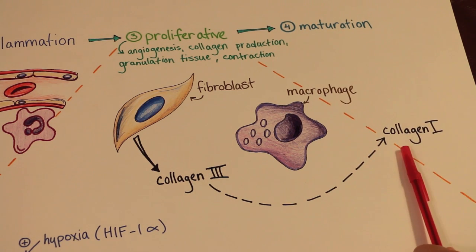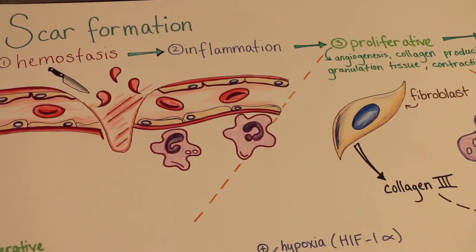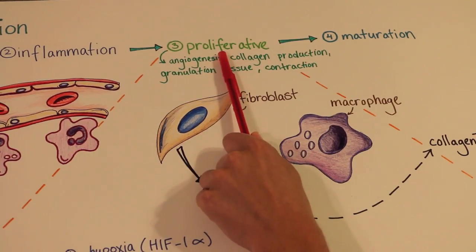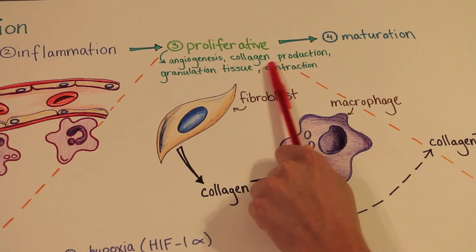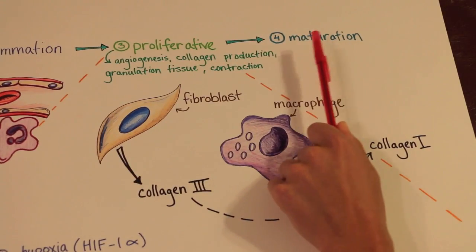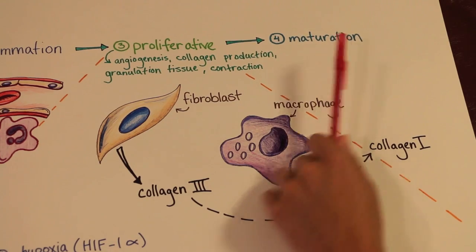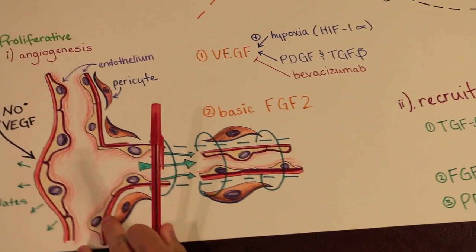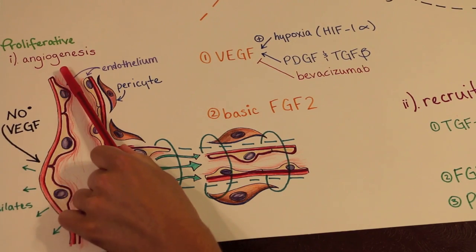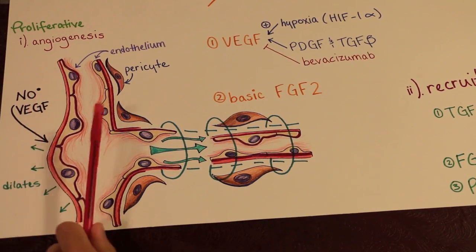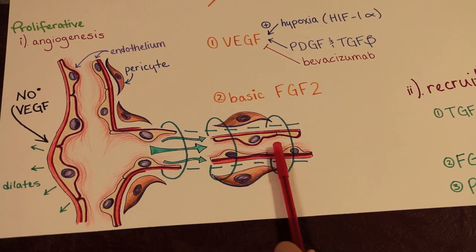So looking at the 4 stages of wound healing, we have hemostasis, inflammation, then the proliferative phase, which I mentioned has angiogenesis, collagen deposition, granulation tissue formation, and wound contraction, followed by remodeling and maturation. So let's look a bit closer at the proliferative phase, starting with angiogenesis. Angiogenesis is the first step in the proliferative phase in the formation of granulation tissue. This is the formation of new vessels from existing primary vessels.